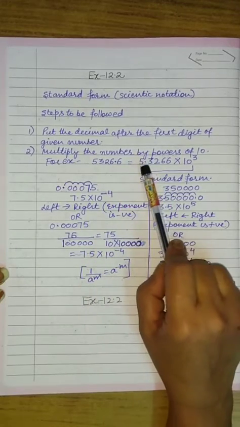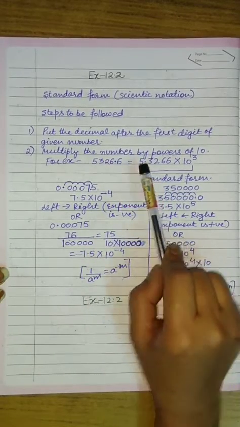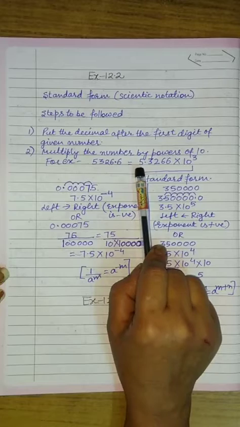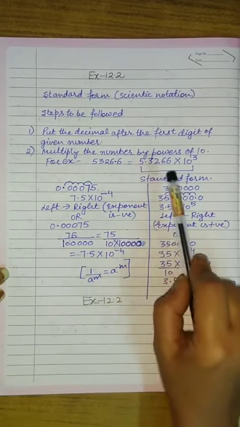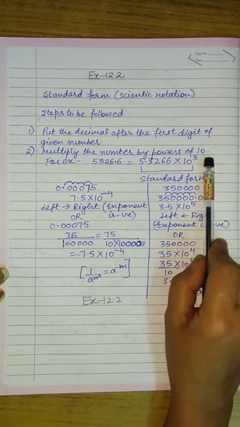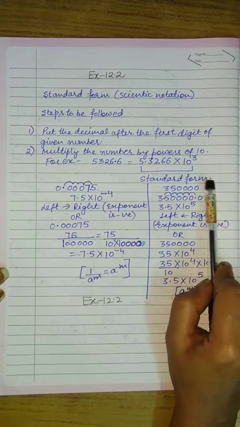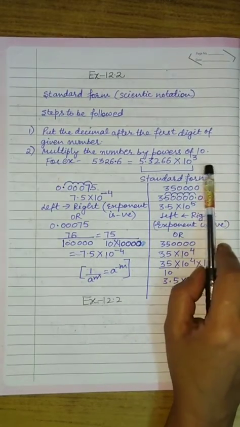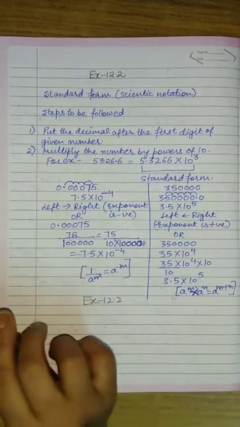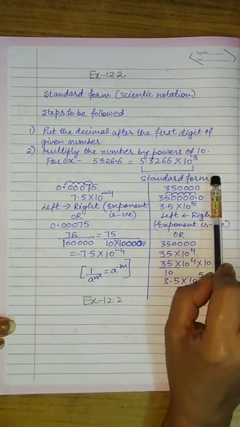5326.6. I have written it as 5 point. Now see, the decimal is after the first digit, that is 5. 5.3266 into 10 raised to power 3. It is called the standard form of the number. But how do we get this? There is a particular method to get the standard form.